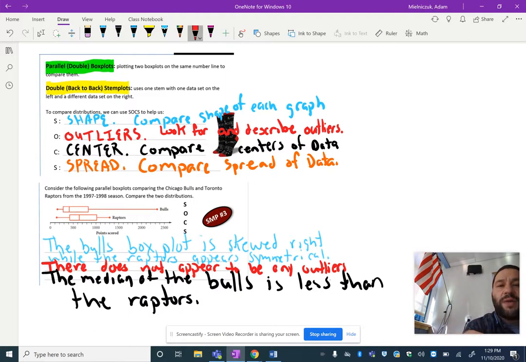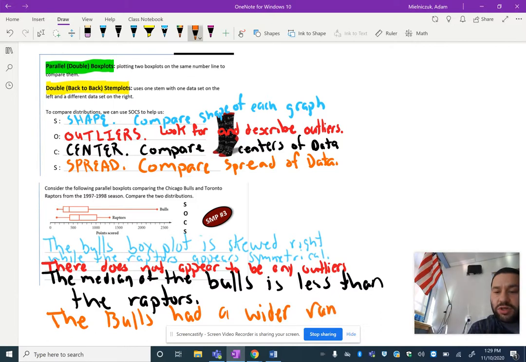And then the last part, we're comparing the spread, which means what has a wider range. And we can say that the Bulls, and what are we looking at here? Points scored. The Bulls had a wider range of scoring. As you can see, there's a wider span, okay? The min is somewhere around 100-ish, and the max is like 2,300 compared to the Raptors, which is around 100, but that only goes up to about 1,300. So a much shorter spread for the Raptors.